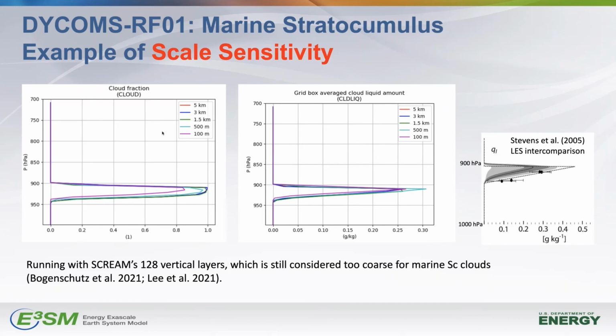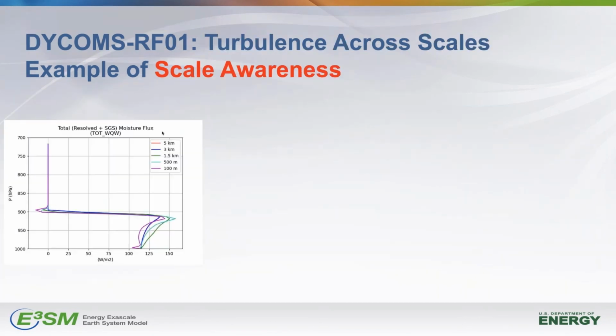Just to remind you that we are running with Scream's 128 vertical levels, which is still deemed to be too coarse to adequately simulate marine stratocumulus, which often requires very high vertical resolution of about 5 to 10 meters, which could be influencing some of the results here. However, while we show that the scale sensitivity is reasonable for this regime, especially at the kilometer scale, I now want to give an example of scale awareness, to show how this cloud regime is being simulated across scales is how we would expect it to be.